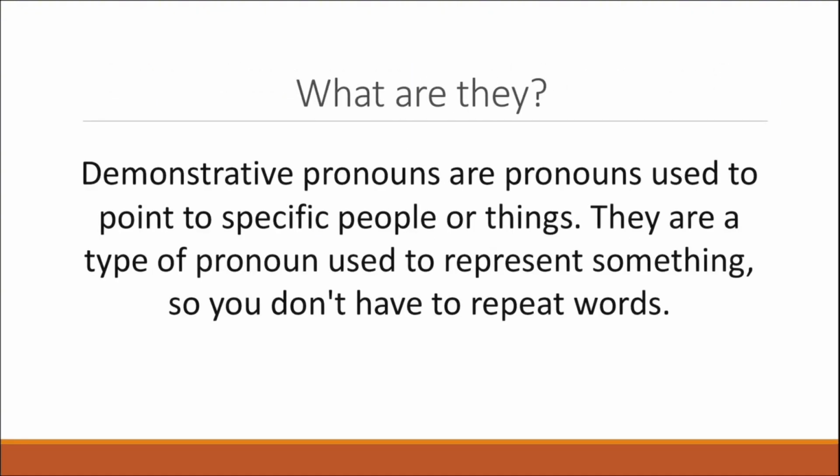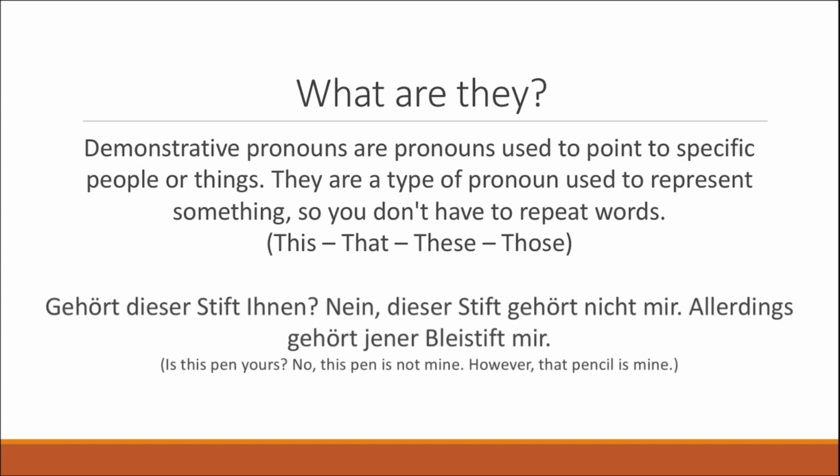What are demonstrative pronouns? Well, demonstrative pronouns are simply pronouns used to point to specific people or things, and they are a type of pronoun used to represent something so you don't have to repeat words. And in English, we know four demonstrative pronouns. We only have four: this, that, these, those. Now, before we move on to the German demonstrative pronouns, here you see an example.